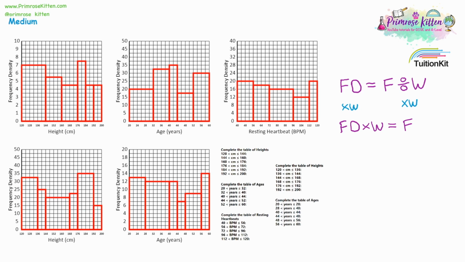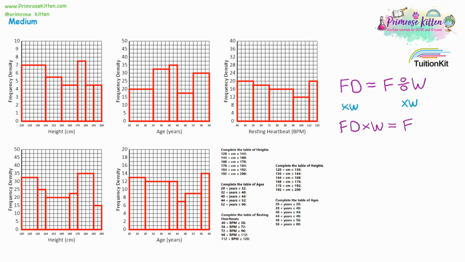So for each question, being asked to complete the table of heights or ages or heartbeats or whatever it is, I'm going to do that for each one by multiplying the width of each bar by the frequency density. And if you have a look at it, the frequency density on the y-axis is basically the height. So we're doing the height of the bar multiplied by the width. And that's the same formula for finding the area of a rectangle.